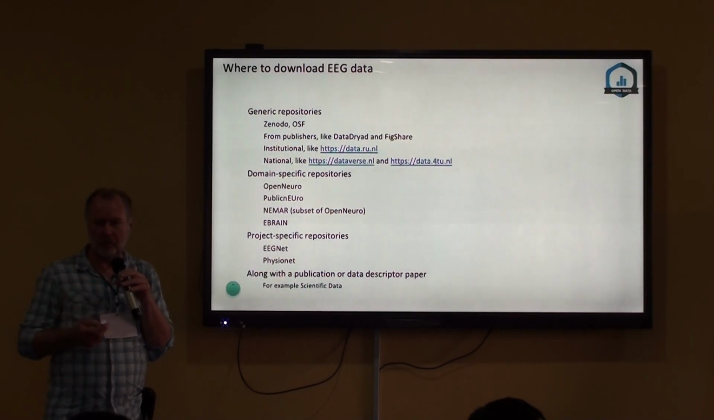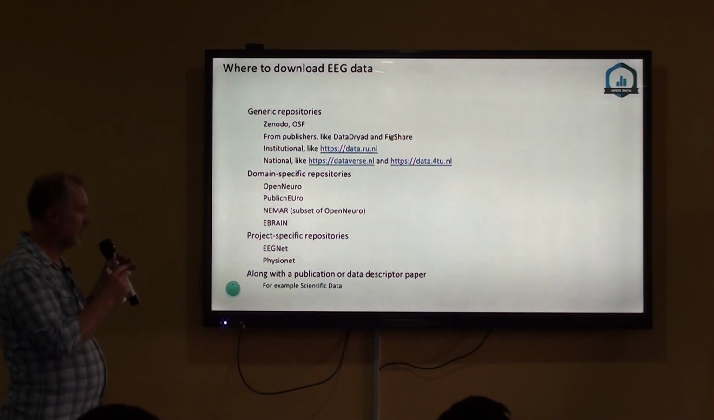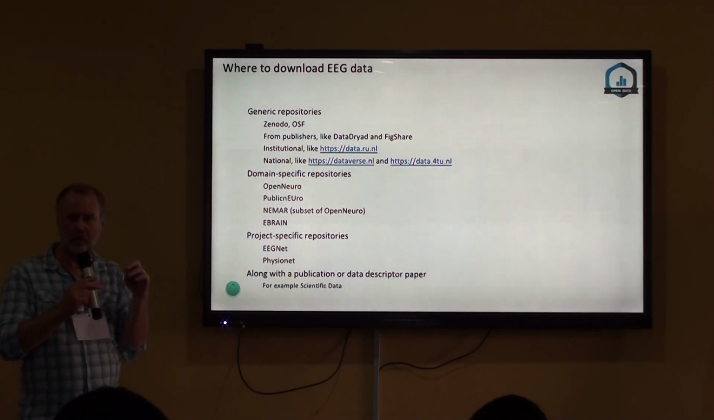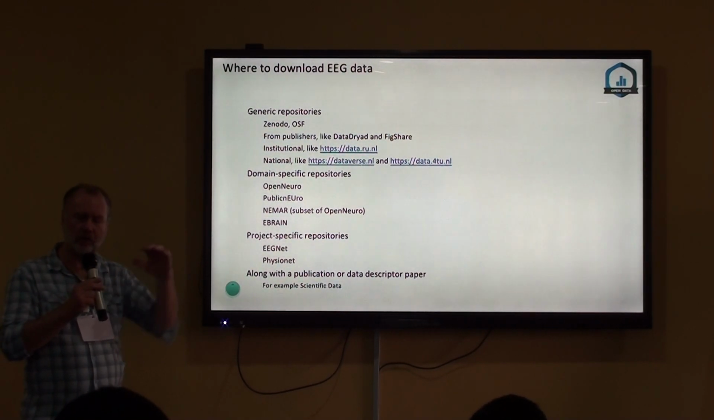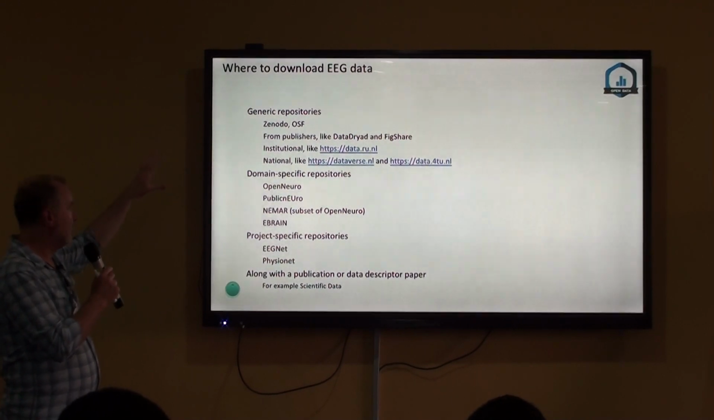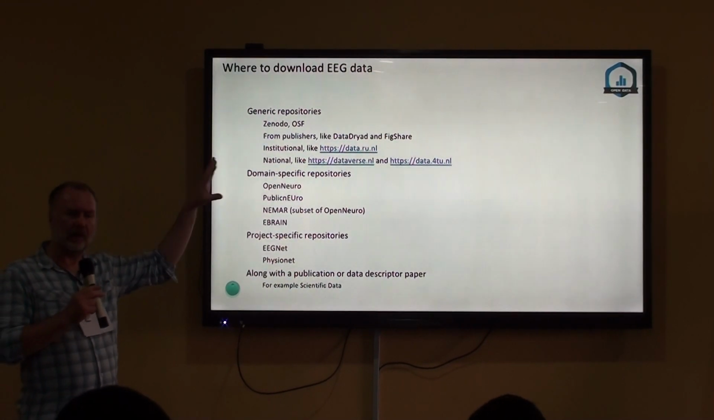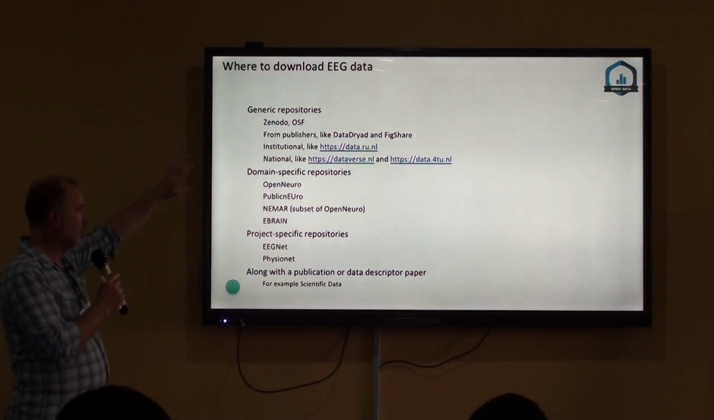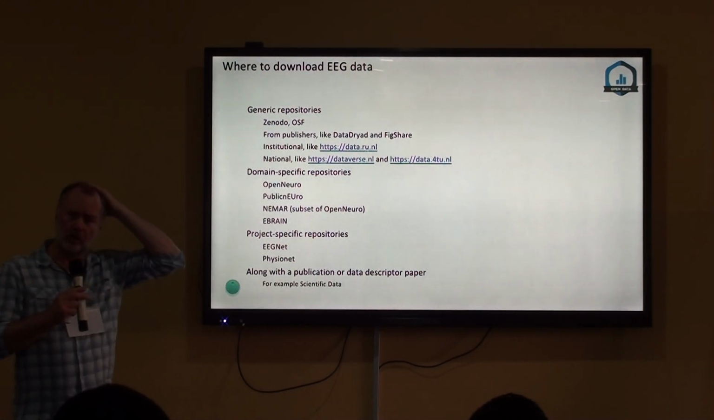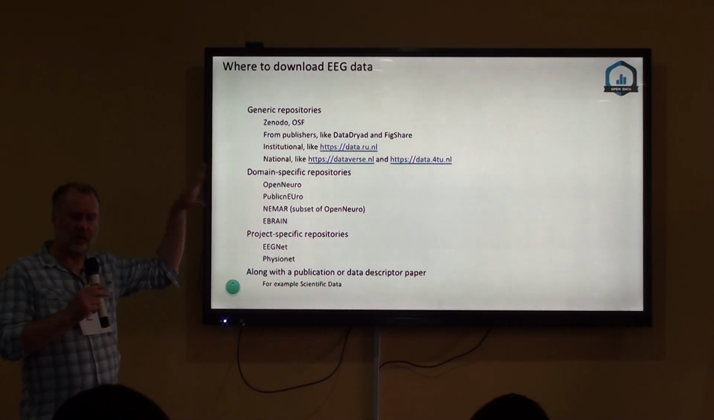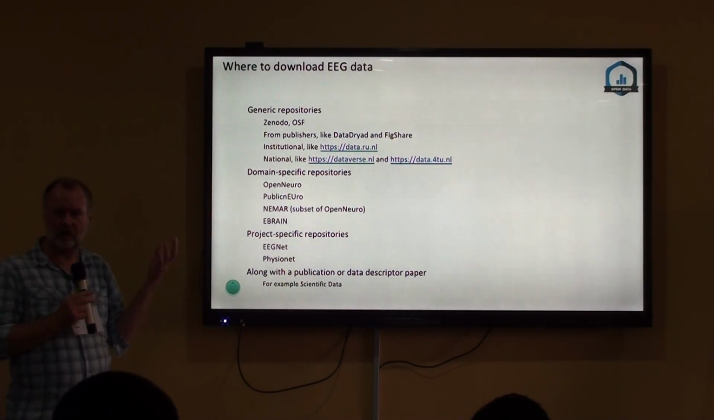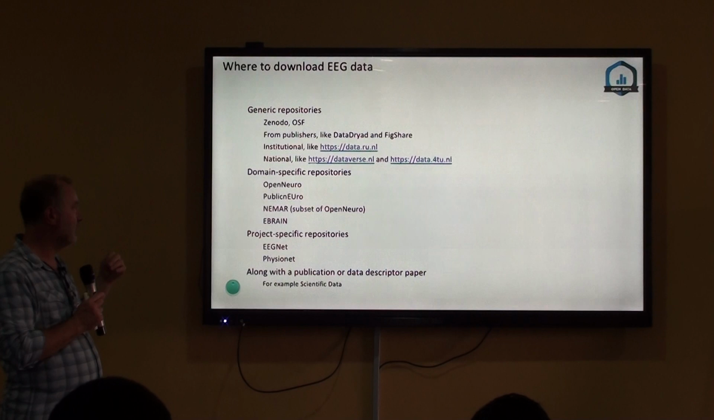So then the question would be, where can you download data? There are multiple repositories, and you can think of these repositories in different ways. We have very generic repositories, where any type of data will be stored. An example of that is Zenodo or OSF. Some of these generic repositories are managed by publishers. Dryad is one of them, Figshare is one of them.